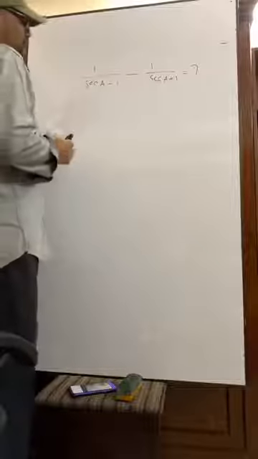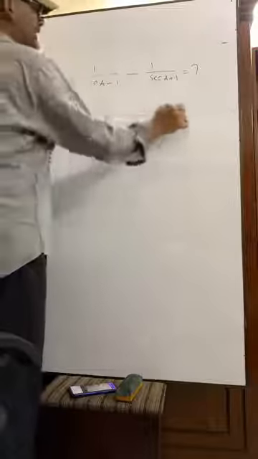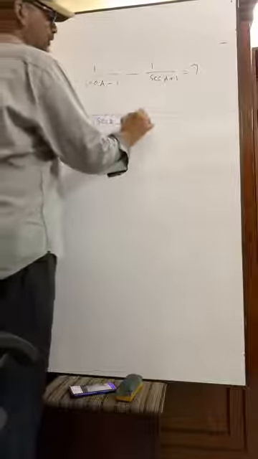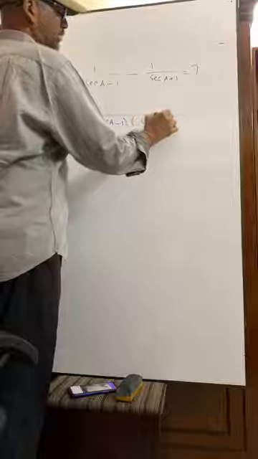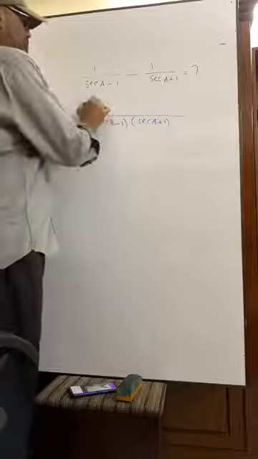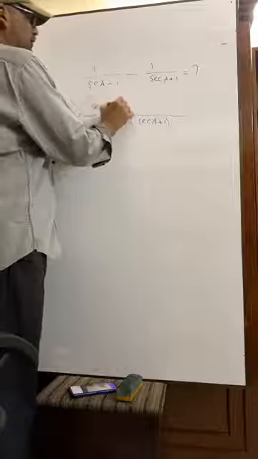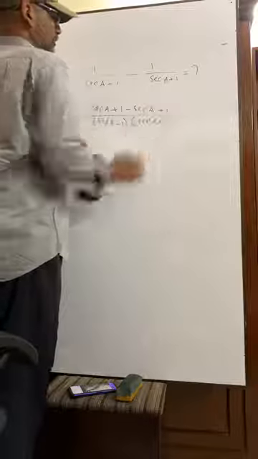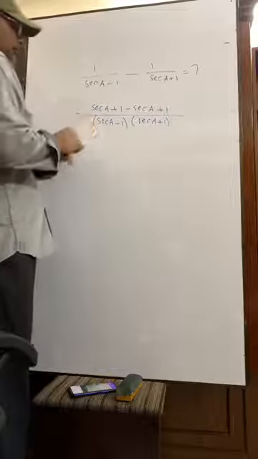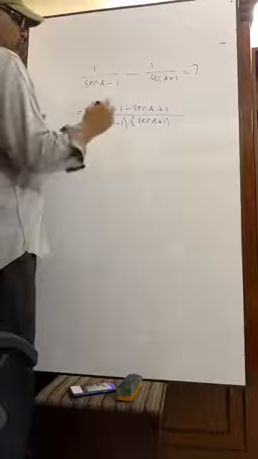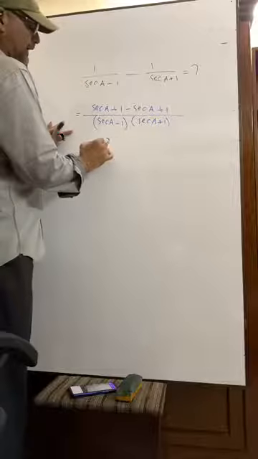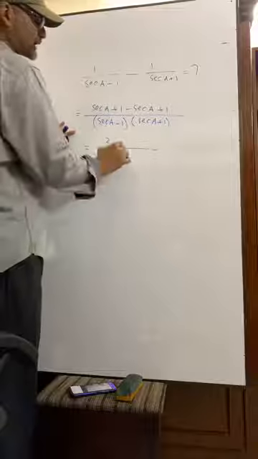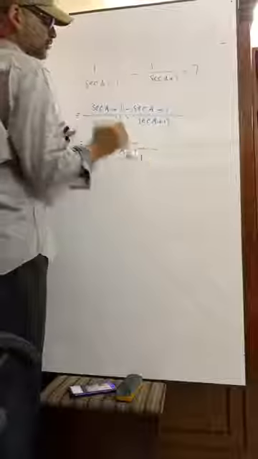Just you have to get the LCM, that is sec A minus 1 into sec A plus 1. So we are getting sec A plus 1 minus sec A plus 1. So sec A and sec A will be omitted. So we will be left with 2 by, this is the formula, a plus b into a minus b, that is a square minus b square.